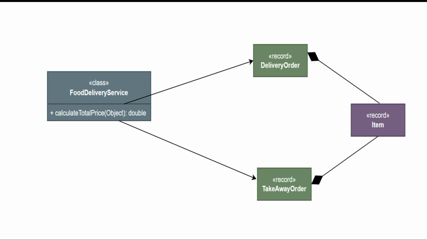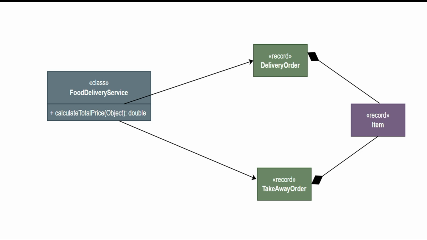be delivery address. I will create another record named as a takeaway order, and the takeaway order will have three components. The first component would be order ID, and the second component would be item record, and the third component would be pickup time.